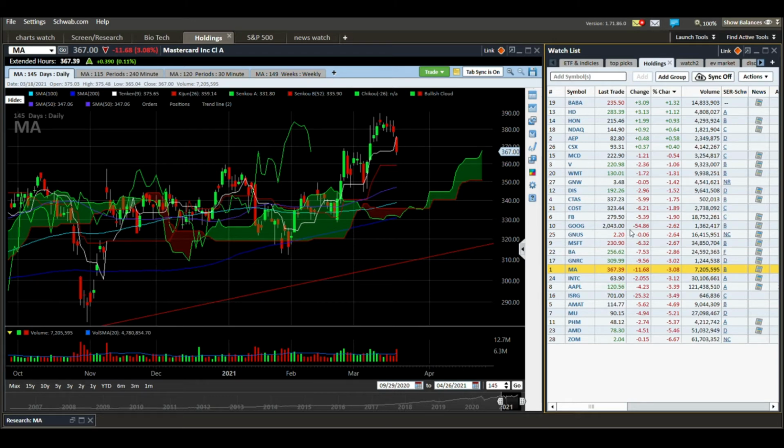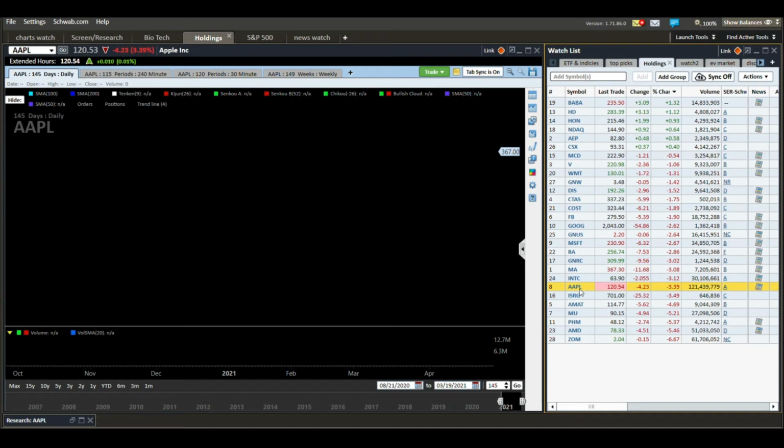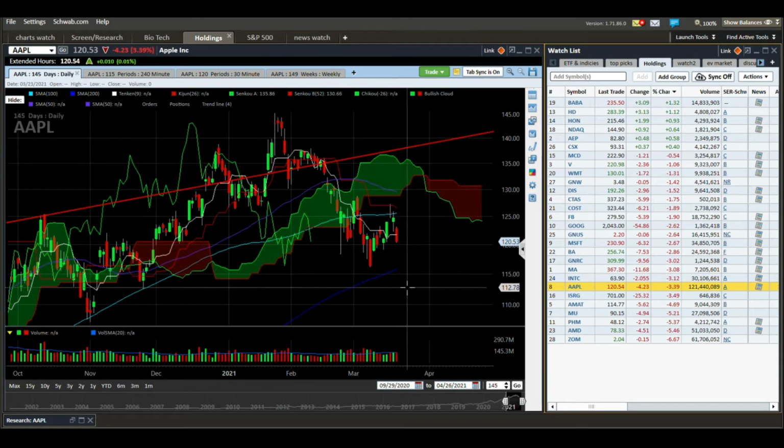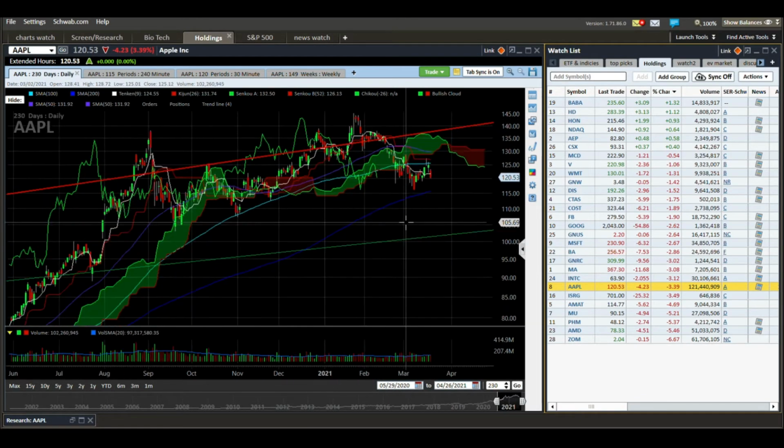So I invest in these companies. This is actually my portfolio right here of my investments. MasterCard's putting on a bit of a pullback here. I like MasterCard. Apple's been stagnant for quite a while. We are bouncing from the 50 moving average here. Right now we're still under the cloud on the daily chart, but I mean, we're talking about Apple here.